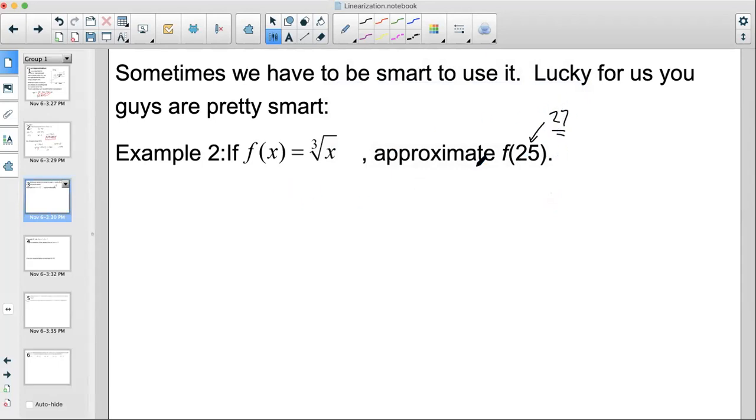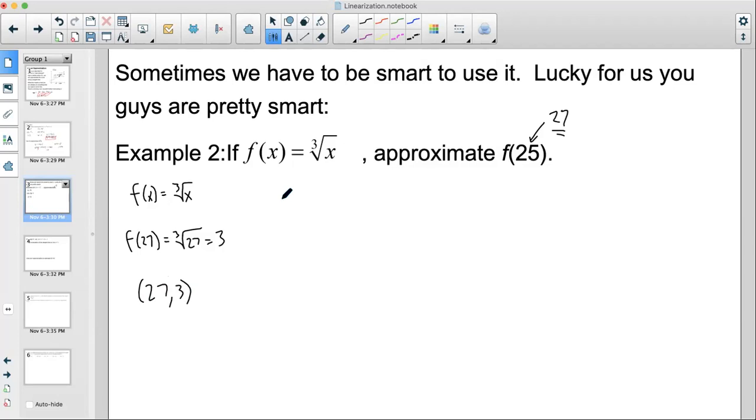So I'm going to approximate this. I'm going to write the linearization of y equals the cube root of x at x equals 27 because that's close to the number I'm looking for. So f of x is the cube root of x. f of 27, I chose 27 because it was close to 25, is the cube root of 27, which is equal to 3. So my point is x is 27 and y is 3. That's the point I'm going to use when I write the linearization.